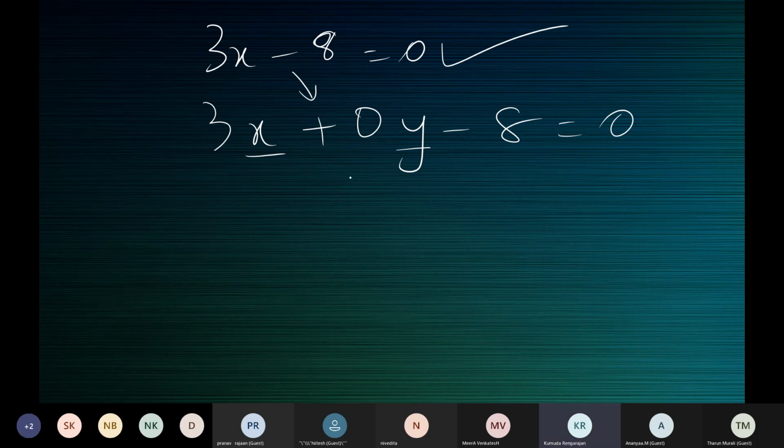So that means both of them should not be 0. One of them can be 0. That is the meaning of a square plus b square should not be 0.